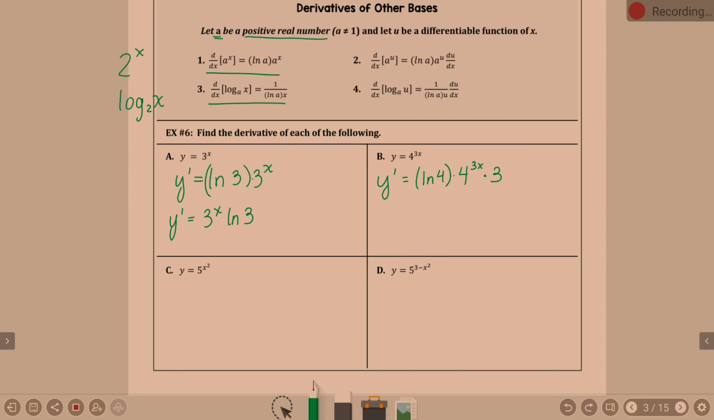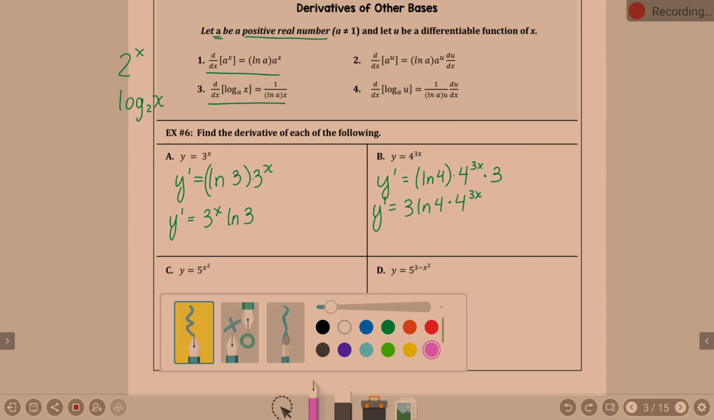I'm not a fan of the way they did this problem and what we didn't do. So I can write this as 3 natural log of 4 times 4 to the 3x. I'm not a fan of what they did with this problem, but here's how we can make it work from our piece. This is an equivalent answer.